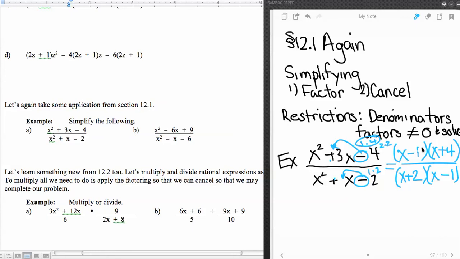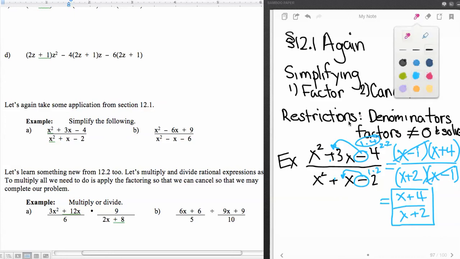Now that we have it factored, we can cancel, and then we can rewrite. And so we see that this simplifies to x plus 4 over x plus 2. Remember, there's no canceling in addition, so you don't want to try to cancel those x's or try to cancel the 4 and the 2. It doesn't simplify any more than that.